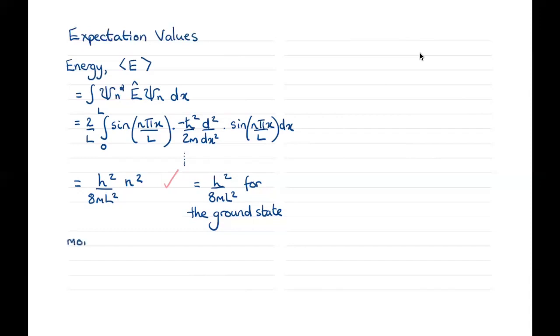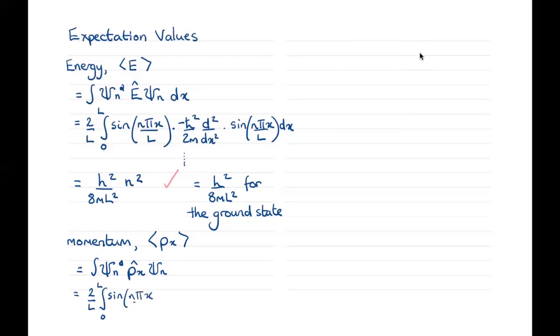Now let's take a look at the momentum. The expectation value of the x component of momentum is equal to the integral of psi n star times the momentum operator times psi n, which is 2 over L, integral over the box, sine n pi x over L. This time our operator is minus i h bar d by dx, operating on sine n pi x over L. Again, integrating over all x.